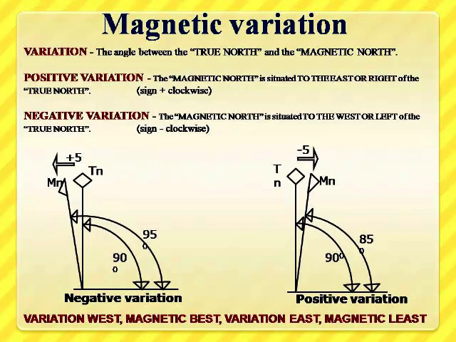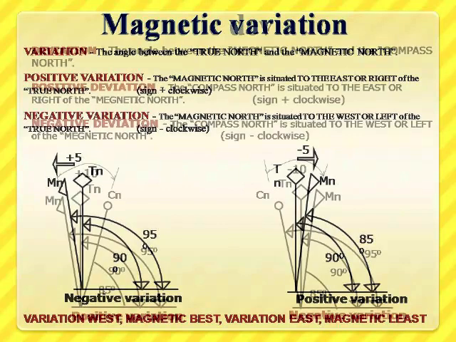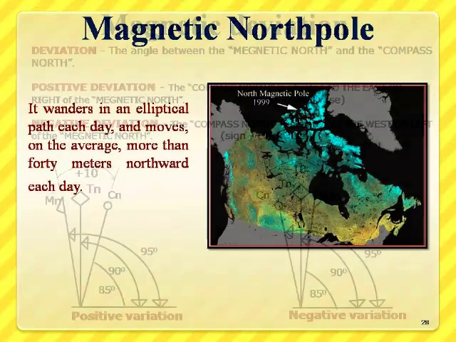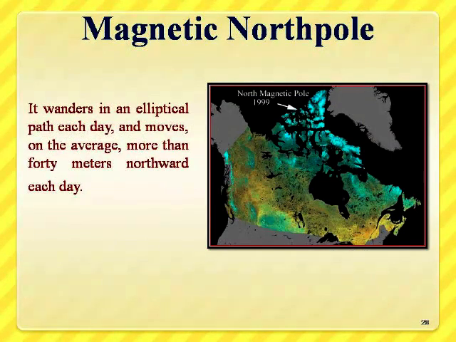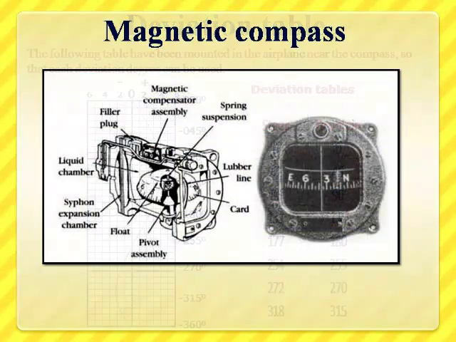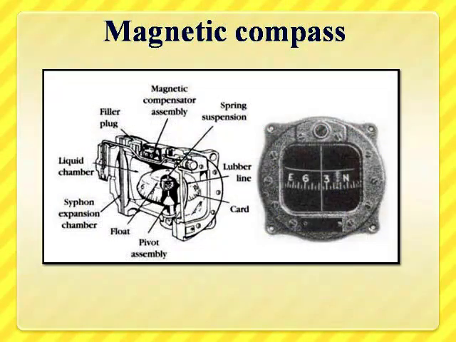It is going to vary slightly because of several reasons in space. So those deviations are taken into account, and finally we conclude that the magnetic north wanders in an elliptic path each day and moves on average more than 40 meters northward each day. Based on these details, we prepare a deviation table as shown in the slide here. And the magnetic compass which is used in aircraft is shown here in this diagram.